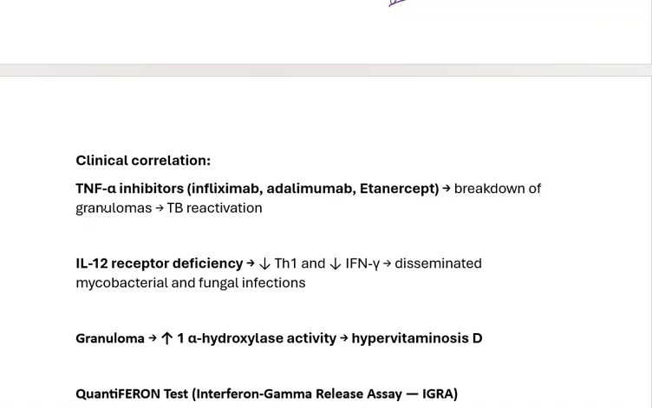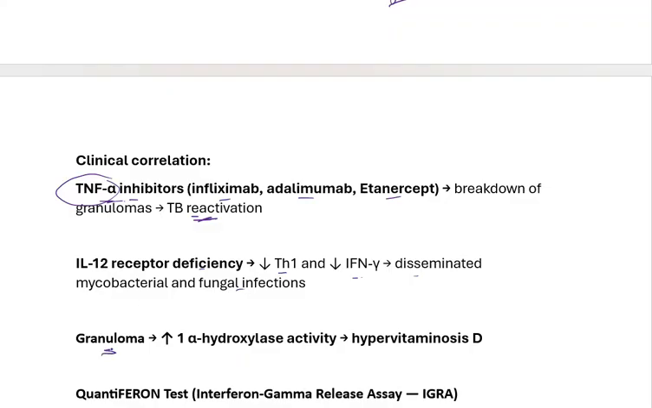Like we mentioned earlier, remember TNF-α is what maintains the granuloma. So if somebody is taking TNF-α inhibitor drugs, for instance infliximab, adalimumab, or etanercept, that could lead to breakdown of granuloma. So if the patient has TB, that could lead to reactivation of tuberculosis. Also, if somebody has interleukin-12 receptor deficiency, that could lead to decrease in Th1 cells, right? And that will lead to decrease in interferon gamma production, like we said earlier. And that could lead to disseminated mycobacterial and fungal infection.